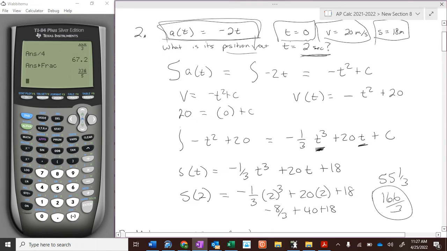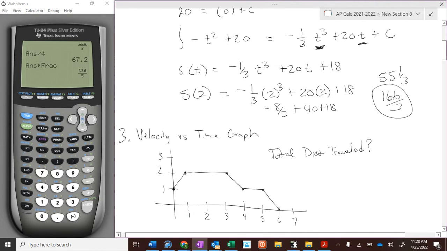Distance is part of position. It's the change of positions. What's the one where you have to take the absolute values? That's distance. That's the absolute value of displacement. Displacement is how far you went, basically back and forth, and distance is the absolute value of that.